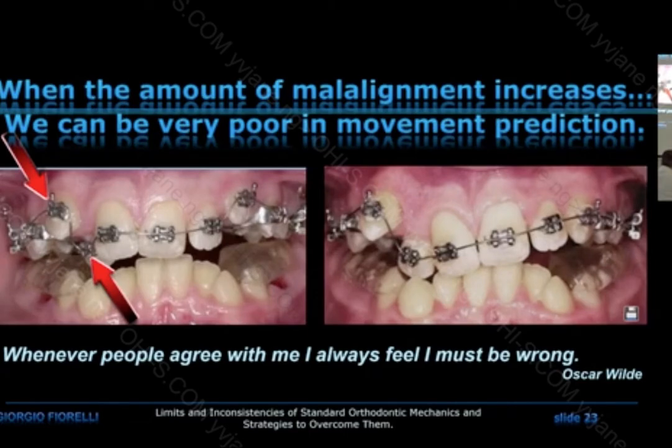So when the amount of alignment becomes very large, the possibilities for an orthodontist to predict what a continuous nickel-titanium wire is going to give are very, very limited. And think to what you were predicting for this case. And I don't believe that many of you could have predicted this. Okay?